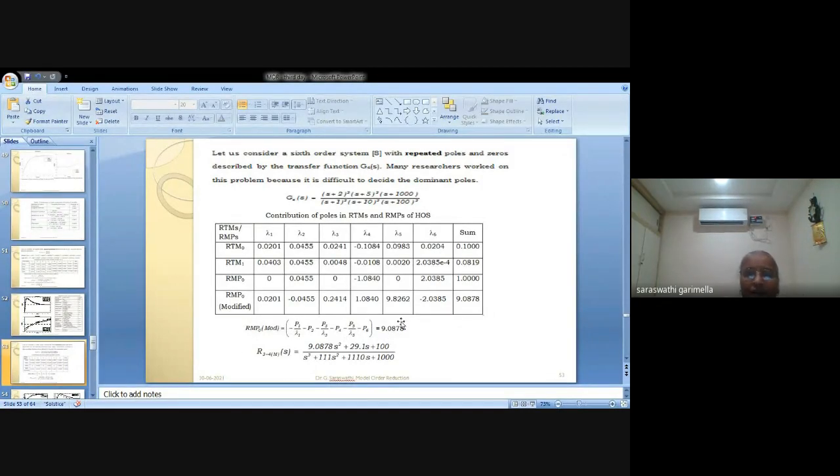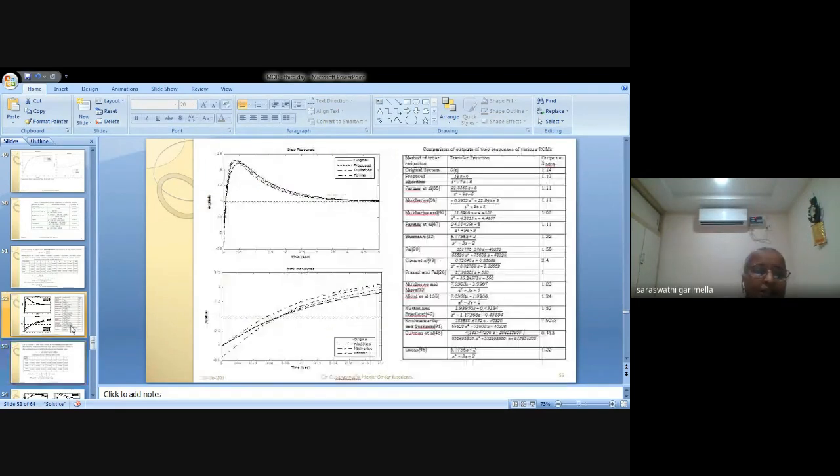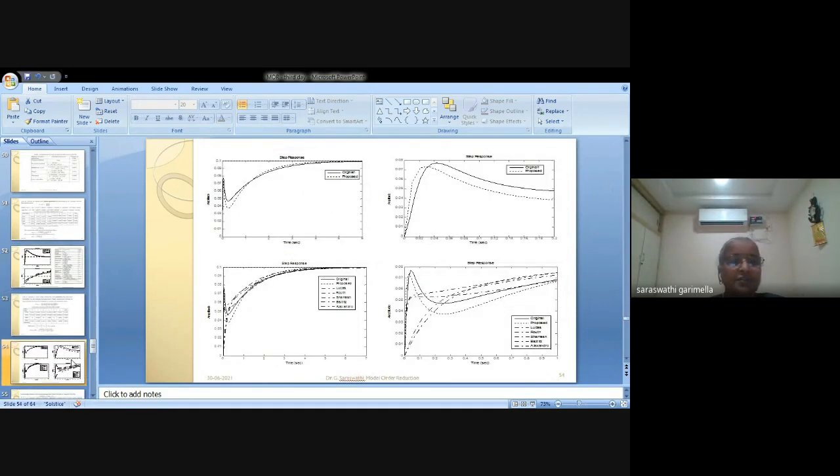This is the way you have to do it. So then the third order is like this. Then how the response came? No, not this one, this one. So the original system is like this for all repeated poles. So this is like this, and mine is following like this. So this is settling up to 6 seconds. So mine is also following 6 seconds.